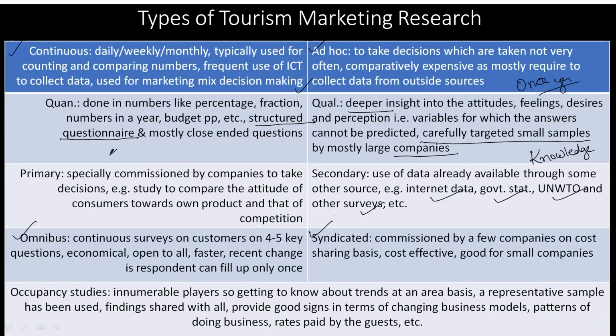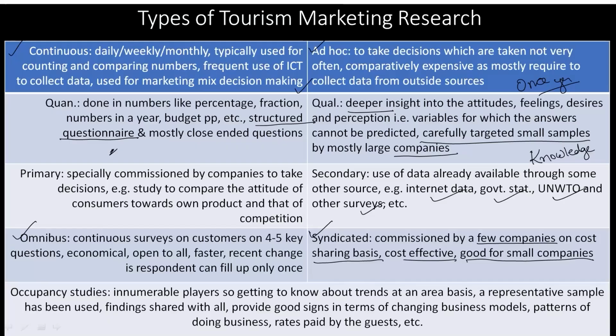So here what happens is, a few companies will be taken as representative, and these companies then commission a research which is called syndicated research. Since this is done by a couple of companies working together, sharing the cost, it becomes cost effective. And this is a very good source of information, especially for small companies, because small companies cannot commission research specifically for themselves. They cannot financially afford the expense of conducting research. So syndicated research is a good source of information for them.